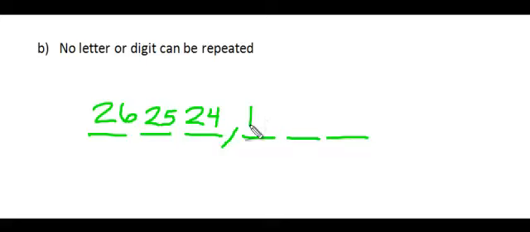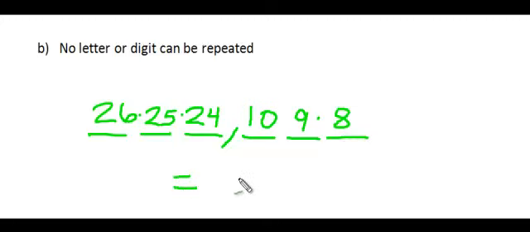On the digits, we'll have 10 choices for the first one. We've used up one of the numbers, so we'll have 9 choices left for the second and 8 choices left for the third. So we've got 26 times 25 times 24 times 10 times 9 times 8.